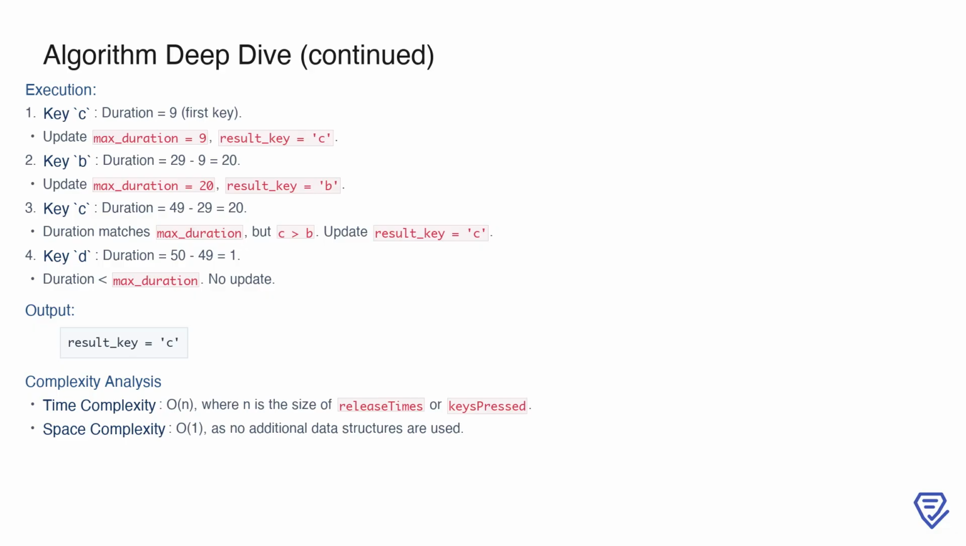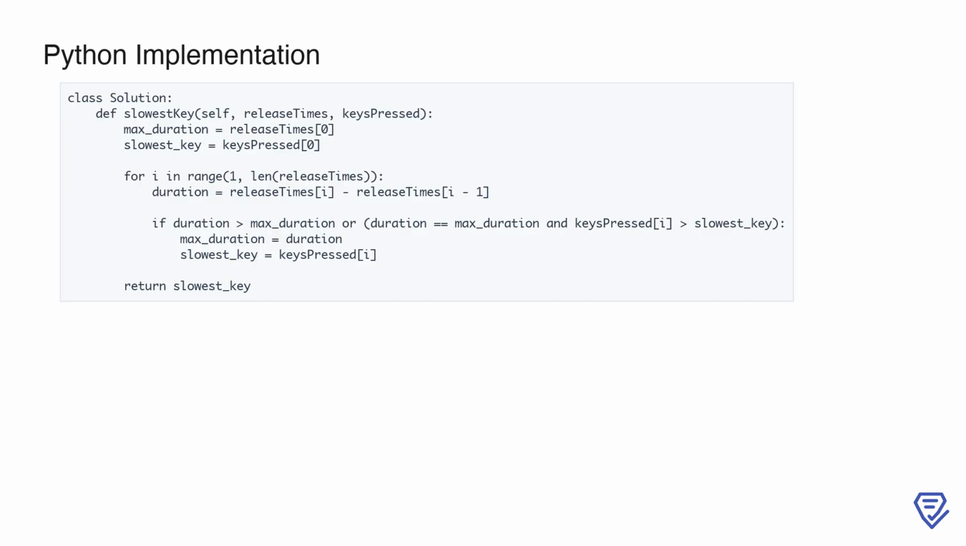The algorithm efficiently identifies C as the key with the longest press duration. The time complexity remains O(n), and the space complexity is O(1). This solution addresses the LeetCode problem number 1629, slowest key, which involves determining the key that was held down the longest during a sequence of key presses.